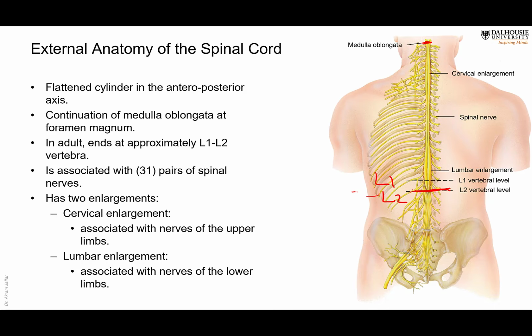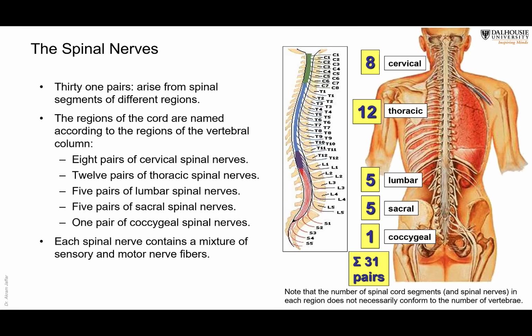There's no more spinal cord below that. Below that, there are only spinal nerves, but the spinal cord itself stops. Look at the spinal nerves. The spinal nerves are named according to the regions of the vertebral column, and these are the same as the regions of the spinal cord.